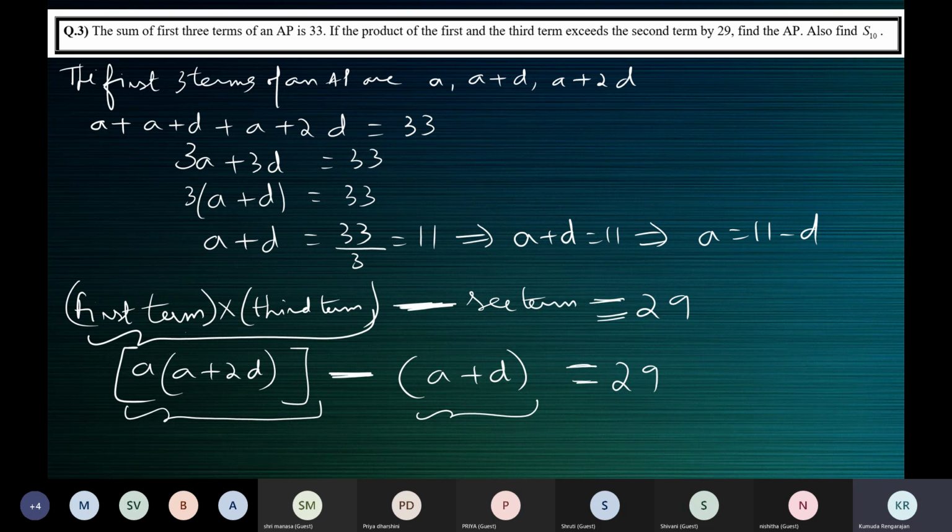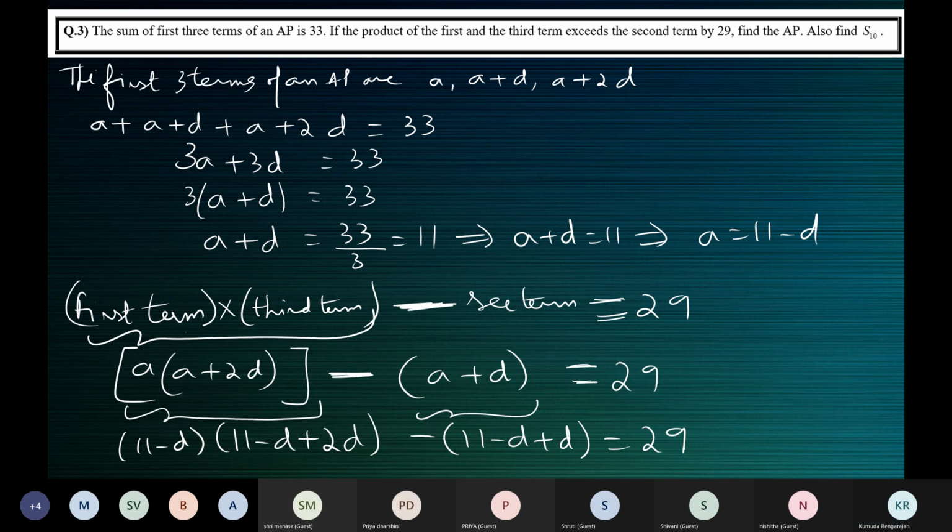Now substitute that here. A is equal to 11 minus D. So instead of A, 11 minus D. Instead of A, 11 minus D plus 2D. Minus, instead of A, 11 minus D plus D is equal to 29. I hope all of us have understood. Wherever you find A, use 11 minus D. Now this equation is only in D, so you can easily solve this and find the value of D.